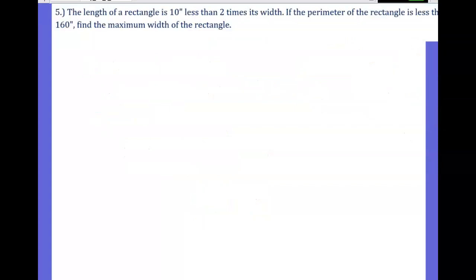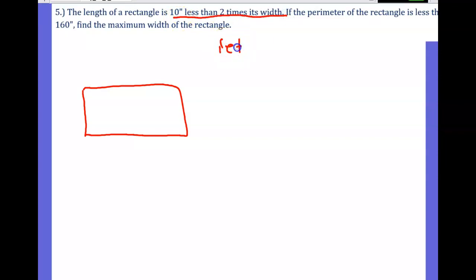All right. Number 5, the length of a rectangle is 10 inches less than 2 times its width. If the perimeter of the rectangle is less than 160 inches, find the maximum width of the rectangle. Well, I always like to draw a picture when I have shapes. So we're finding the length is 10 inches less than 2 times the width. Okay, our let statement, we don't know what the width is, so let's let W be the width, but we can write the length relative to the width. So our length then is going to be 2W minus 10. So we have an expression for that.